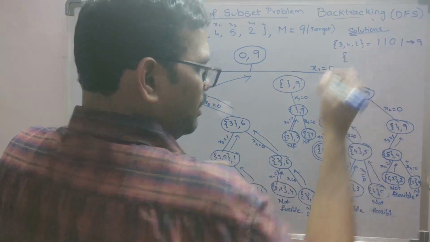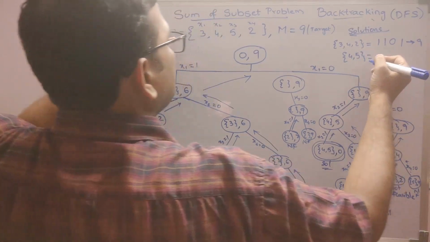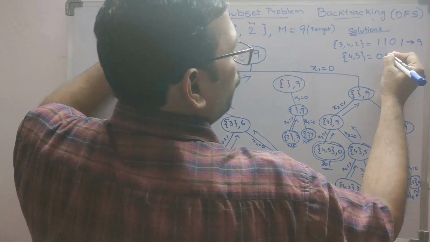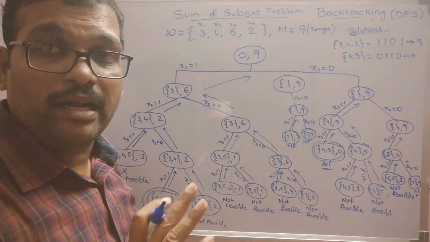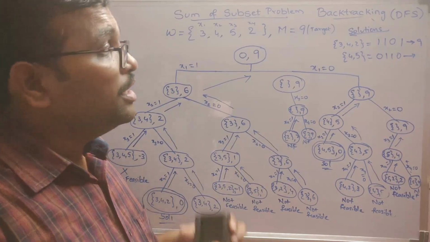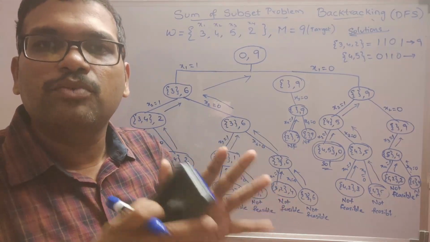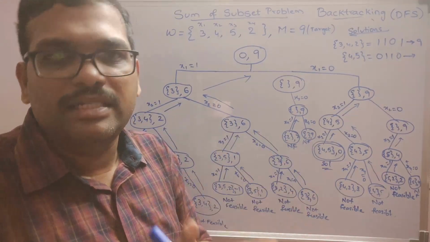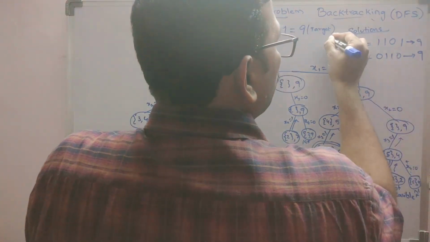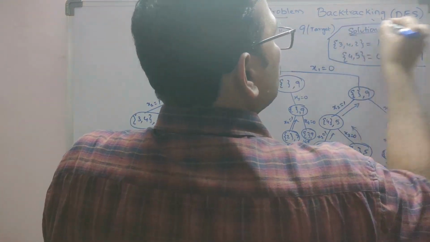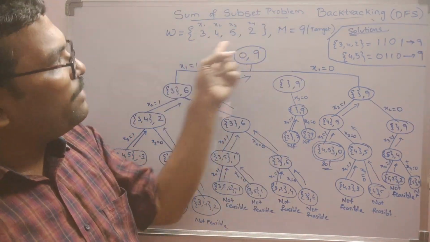Similarly, the second one is 4 comma 5. This can be represented as 0, 1, 1, 0. So this is not a binary representation, don't get confused. It represents which element should be considered and which element is not to be considered. So again, this becomes 9. So these two are the solutions of the sum of subset problem for the given example.